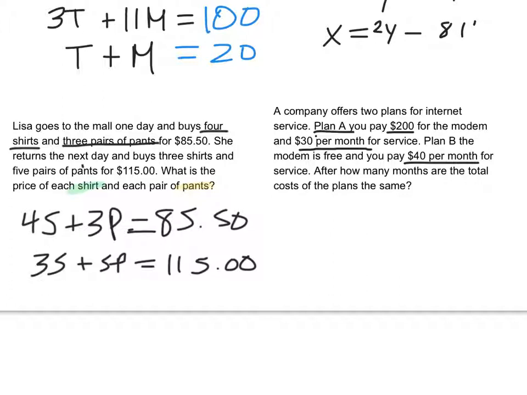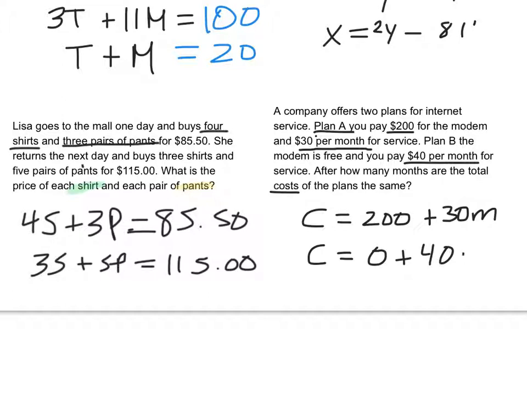So we could say things in a couple ways. We're talking about cost. So I'm going to say the cost of A is $200 for the modem, which I just buy one time, plus $30 per month. Versus the cost for the next one, the modem is free. It costs $0, and I pay $40 per month. Do you need the 0 there, really? Nope. Could I have used X and Y for this? Yep.